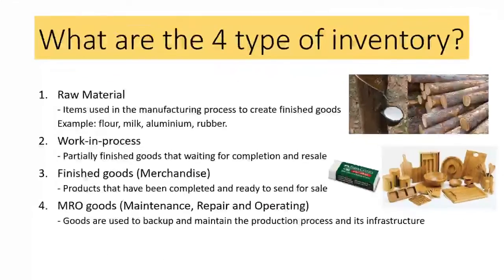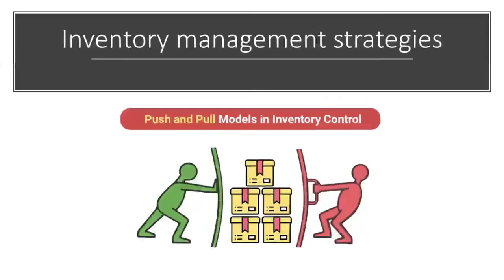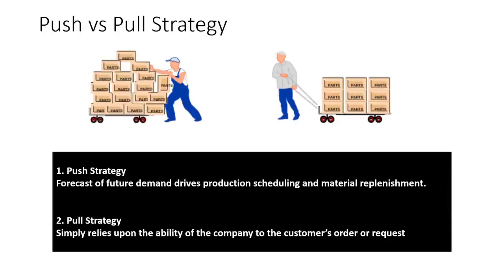There are 4 types of inventory, which include raw materials, items used in the manufacturing process to create finished goods; work in process, partially finished goods; finished goods, also known as merchandise; and MRO goods, known as maintenance, repair, and operating goods, which are used to back up and maintain the production process and infrastructure. Lastly, the inventory management strategy is based on the push and pull inventory philosophy. In the push inventory model, the forecasting of future demands drives production scheduling and material replenishment, whereas the pull model strategy simply relies upon the ability of the company to meet the customer order or request.